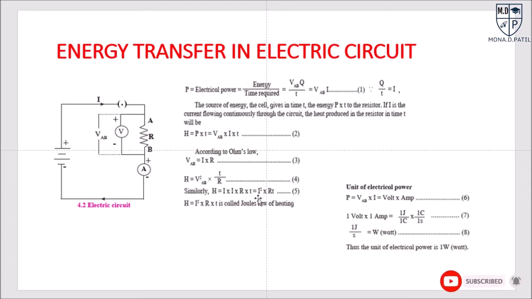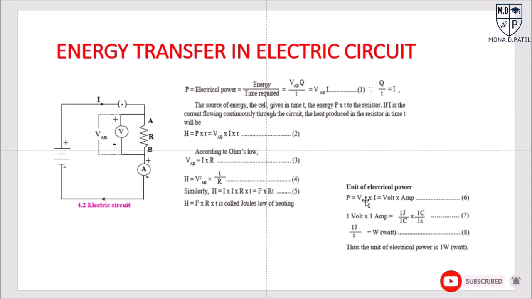So we will get the final equation, H is equal to I square RT. This is the fifth equation, and this is called Joule's law of heating. Now let me see the unit of electric power.